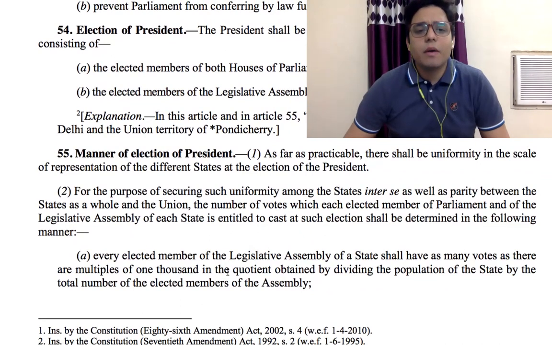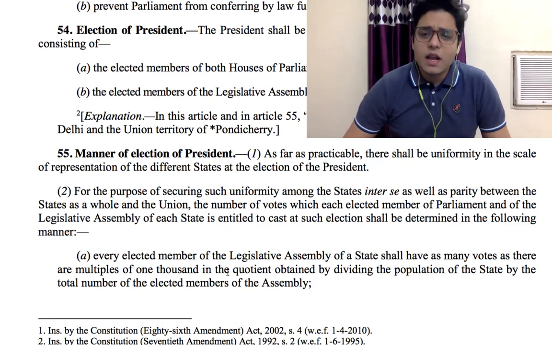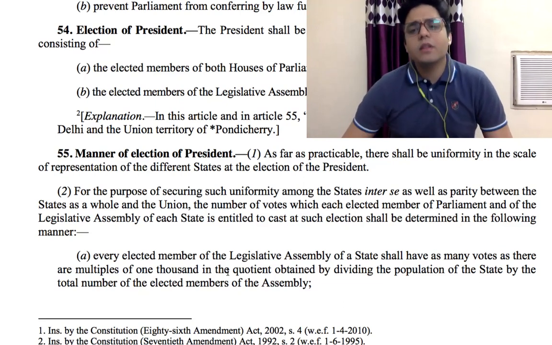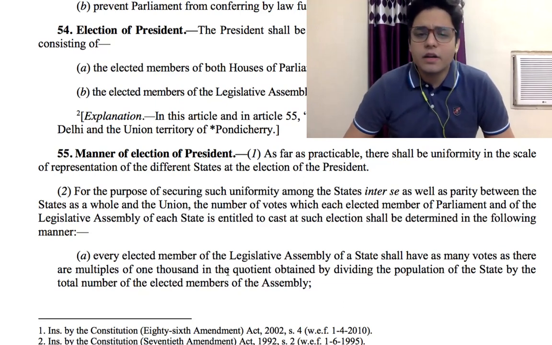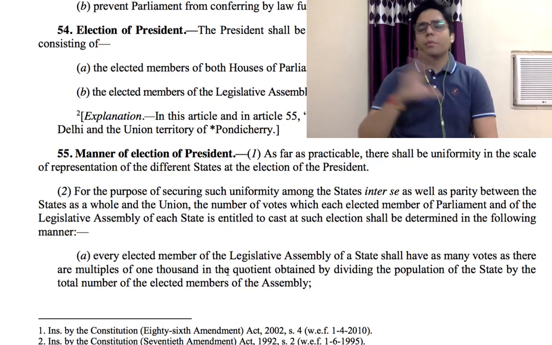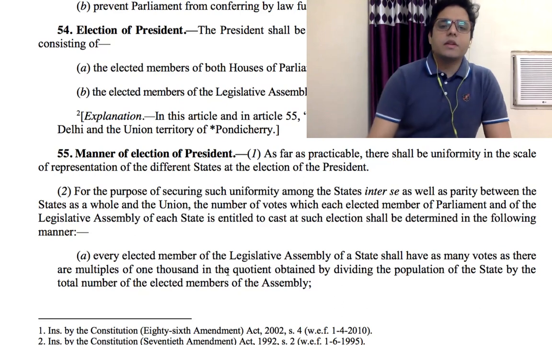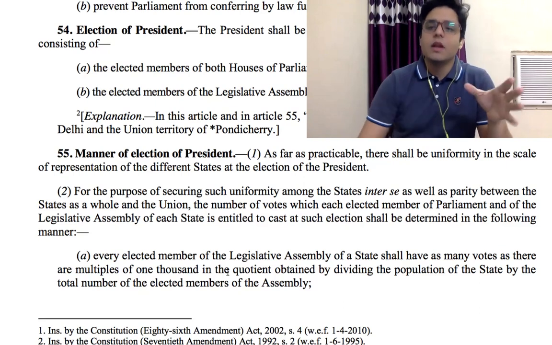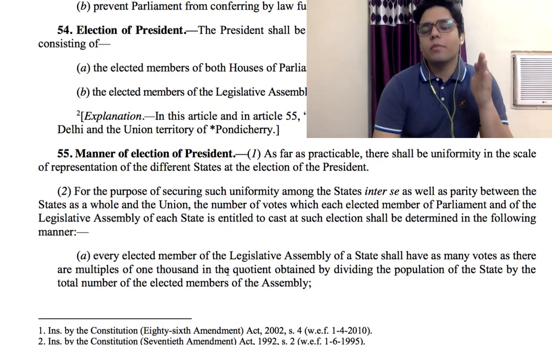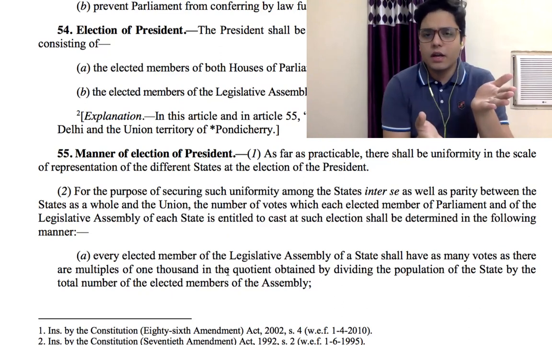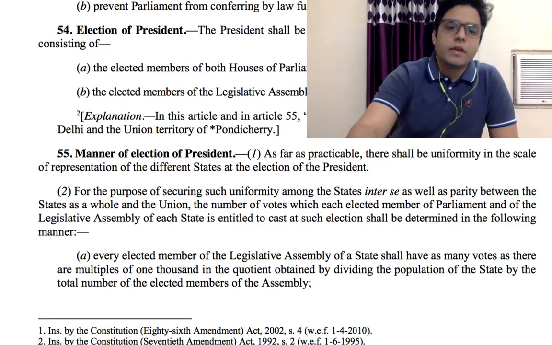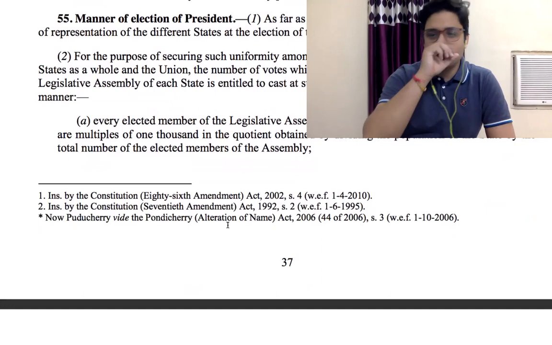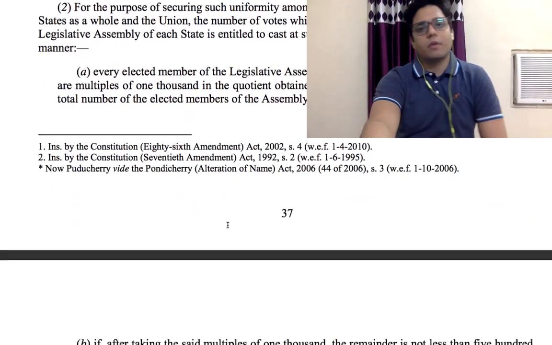A, every elected member of the legislative assembly of the state shall have as many votes as there are multiples of 1000 in the quotient obtained by dividing the population of the state by the total number of elected members of the assembly. So don't be confused about the whole thing. It simply says that the population of the whole state will be divided by the number of elected members. Then will come the value of a vote of a particular person, and according to it, how many votes it can cast in the election will be determined by the election commission. So the formula is to divide the population by the number of members in the assembly.